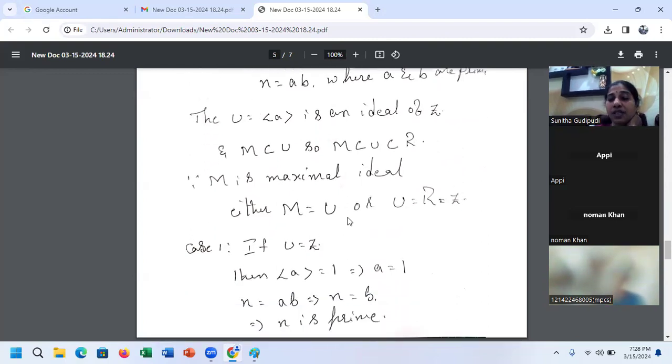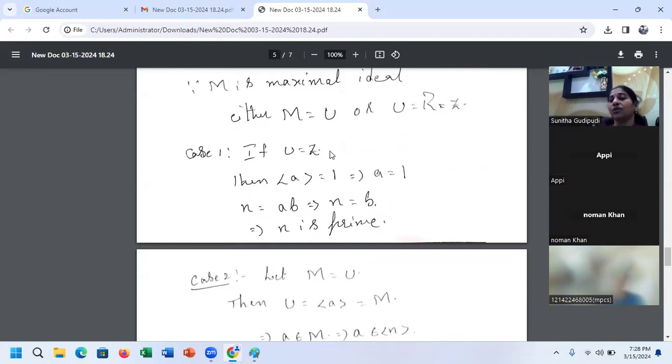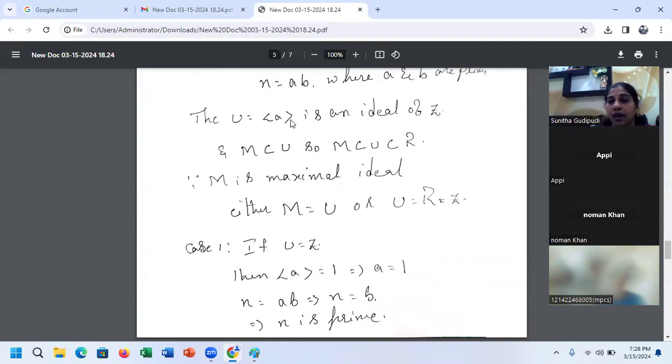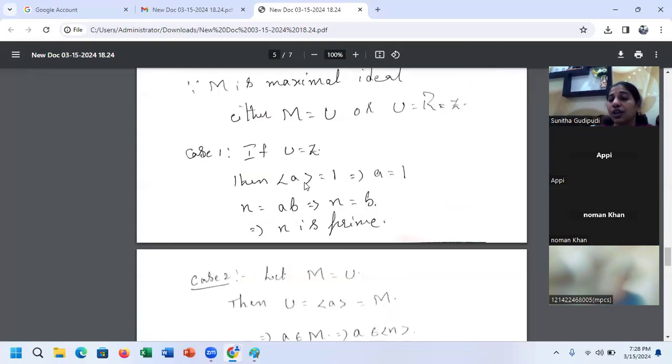What will happen if M is equal to U, or what will happen if U is equal to Z? Let us check. Say if U is equal to Z, then what is our U? We are saying U is the ideal generated by a. What is Z? The ideal generated by the unity element, that is 1. So the ideal generated by a is equal to the ideal generated by 1. When will it happen? Provided a is equal to 1. Then n is ab, means n is equal to b. So that means n is a prime number in this case.